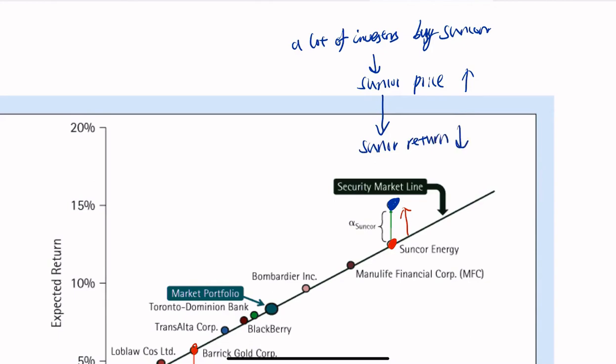right? Why will Sunker's return decrease? Well, it's pretty simple because return equals tomorrow's price divided by today's price. If today a lot of investors are buying Sunker Energy, then you can see that its price will increase and this R will decrease. So by increasing today's price, you will have a lower return. Now, if you have a lower return, this implies that the return of this stock will get pulled back to this line. So it will get pulled back to this line.